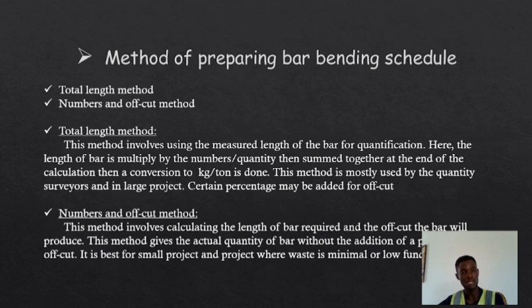From the note I have here, the total length method involves using the measured length of the bar for quantification. Here, the length of the bar is multiplied by the number or quantity, then summed together at the end of the calculation. Then the conversion to kilogram or tonnage is done, just like I have said. So in this method, after multiplying, you just convert to tonnage, kilogram or length. This method is mostly used by quantity surveyors and in large projects.